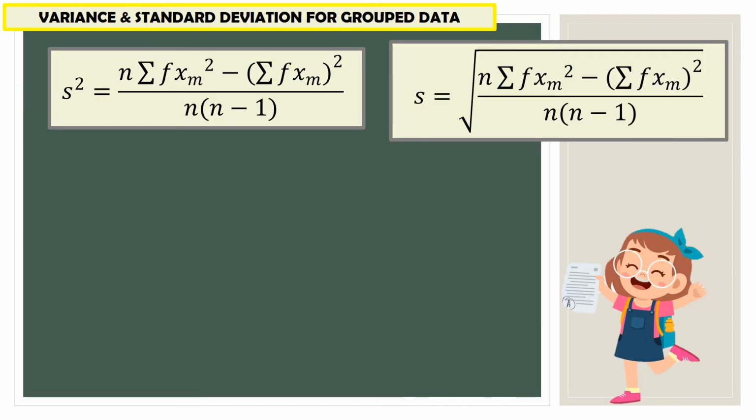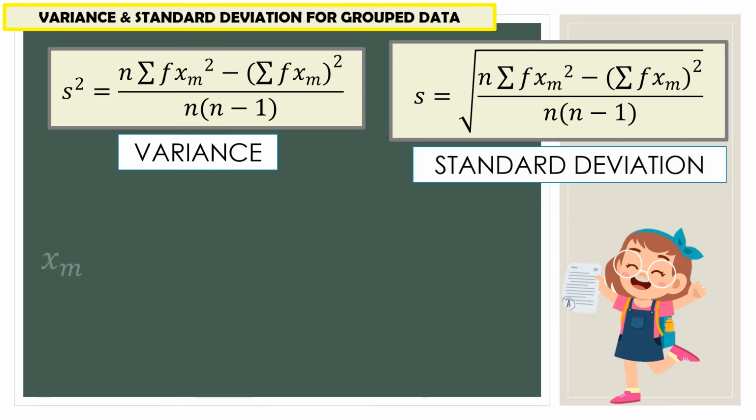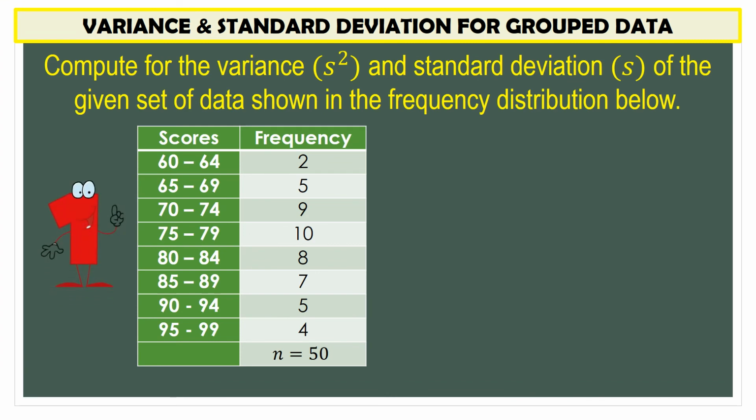Now, moving forward with the mean, the variance and the standard deviation for grouped data. So, we have this formula for variance and formula for standard deviation. Here, x sub m is the class mark, f is the frequency, and n is the sample size. Example. Compute for the variance and the standard deviation of the given set of data shown in the frequency distribution below. So, this is the given.